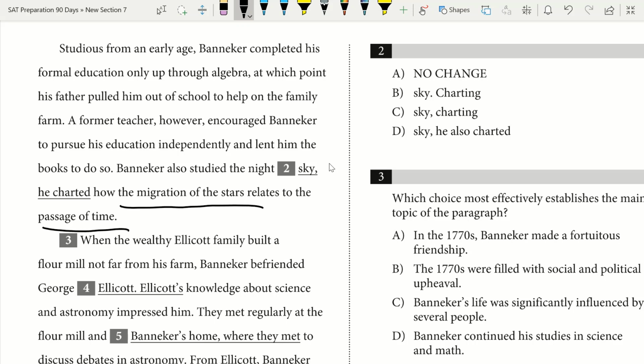All right, why did I just say charting instead of he charted? How did I come up with that? And that is the correct answer. It's going to be C for number 2. So how did I get that right away? Well, here's why. Immediately, here's what I saw wrong.